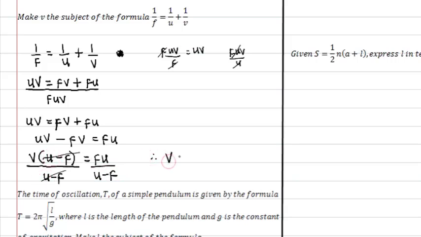So finally v is equal to f u over u minus f as our final answer. So we made v the subject of the formula now.